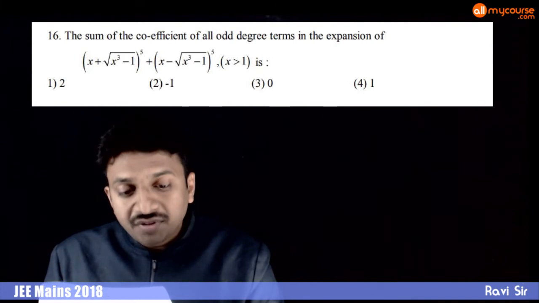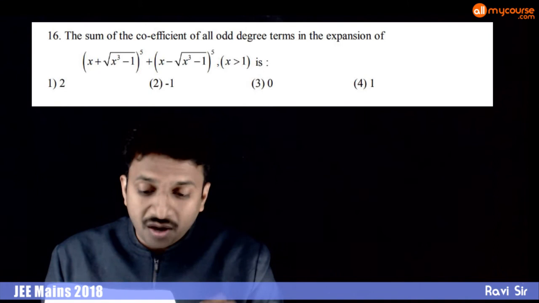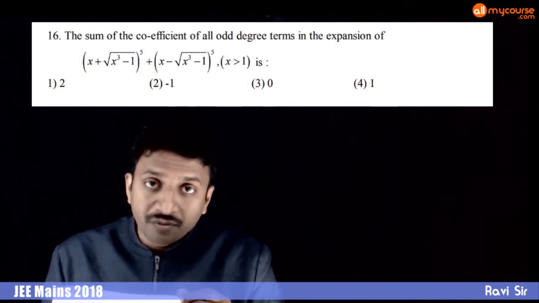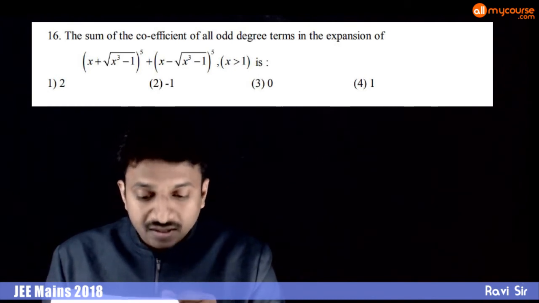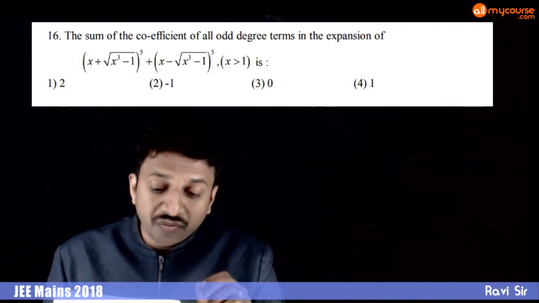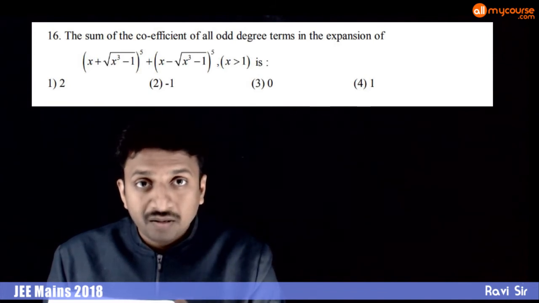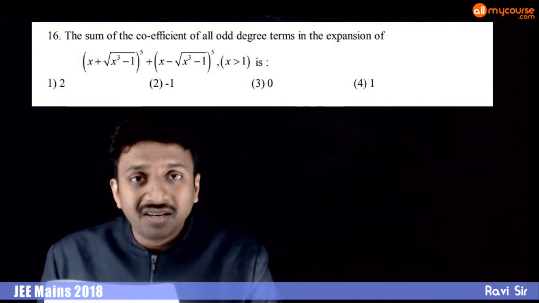Next, question number 16. The sum of the coefficients of all odd degree terms in the expansion of (x plus root of x cube minus 1) power 5 plus (x minus root of x cube minus 1) power 5. The answer to this question is 2. The sum of all the coefficients of odd degree terms will be equal to 2. So you need to write the expansions and see the odd degree terms in this question.